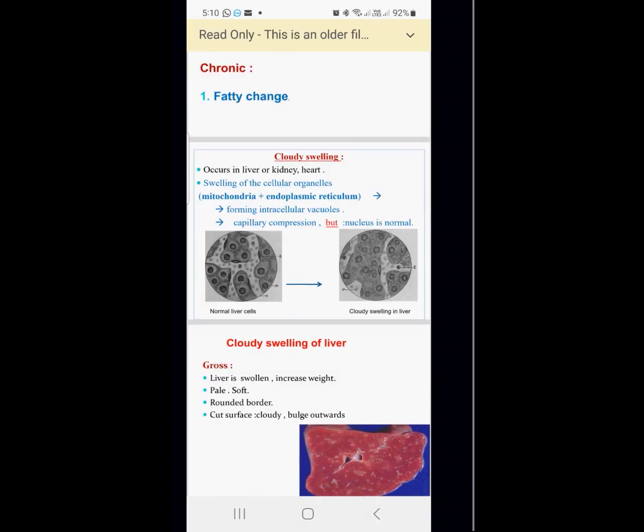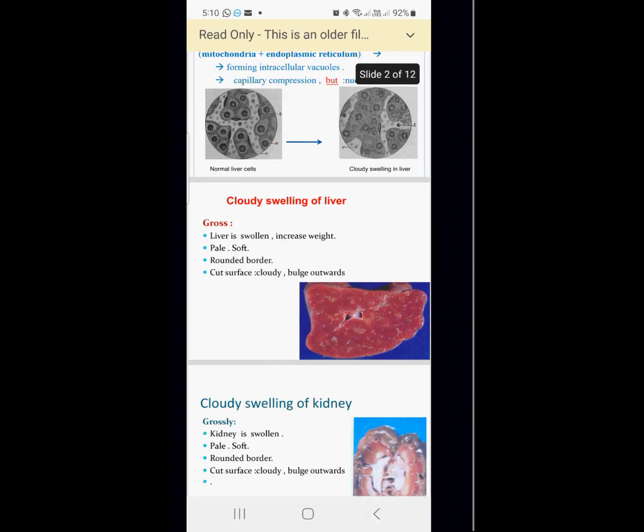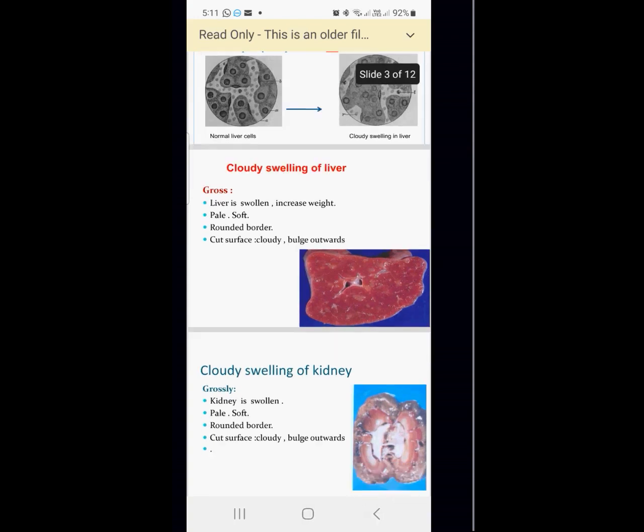بيحصل في الميتوكوندريا والاندوبلازميك ريتيكولم، بيحصل forming of الانترا intracellular vacuoles، وبيحصل capillary compression but nucleus is normal and the cell membrane is intact. This is the characteristic feature of the gross appearance, or the macroscopic appearance, of the cloud swelling of the liver. بيحصل liver is swelling, increase in weight, become pale to soft, rounded borders, and surface showing cloudy, bulging outwards.